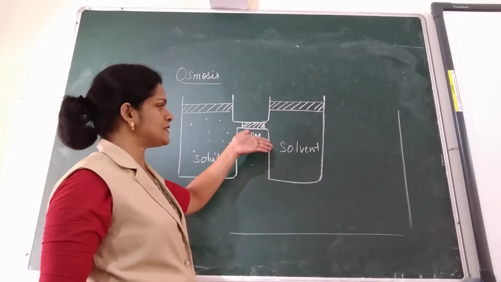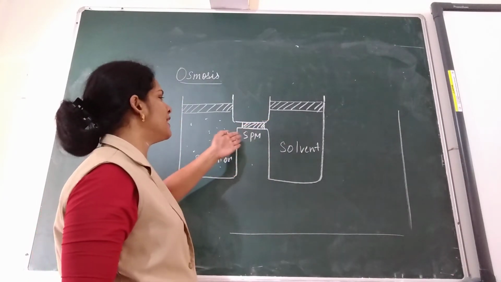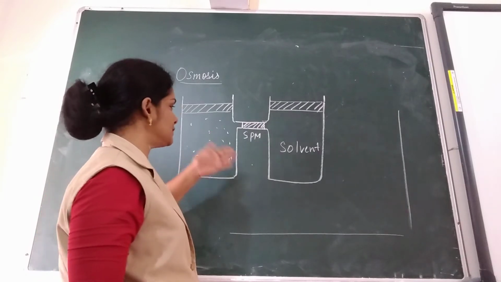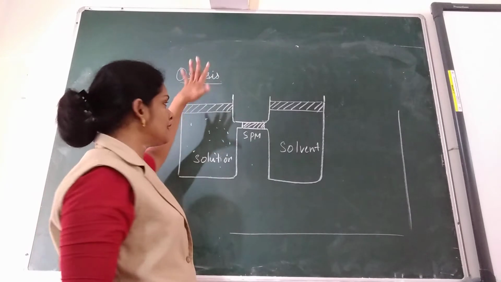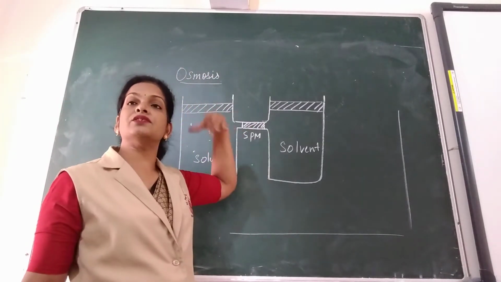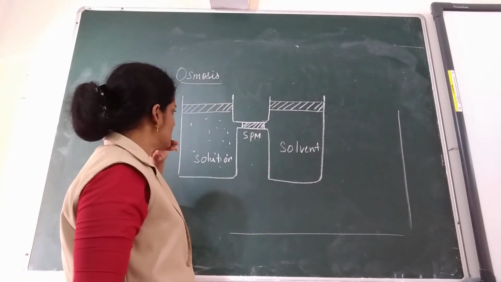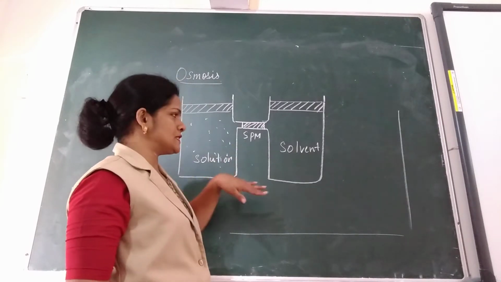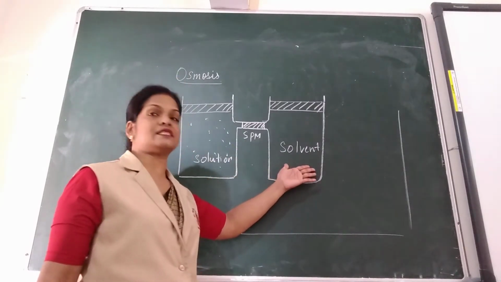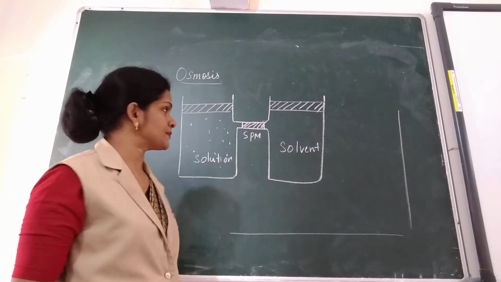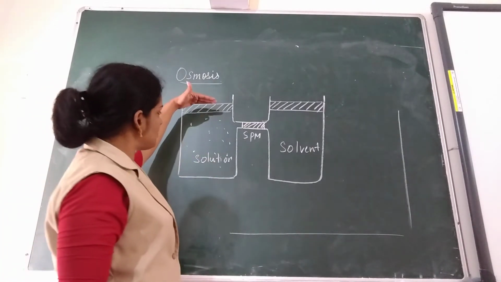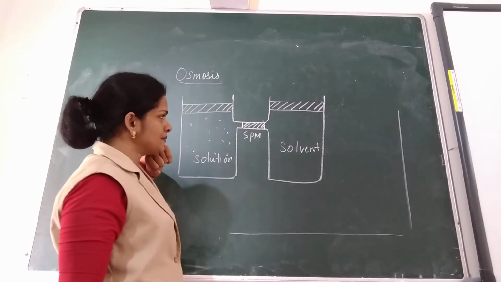Naturally, through osmosis, the solvent molecules will enter through the semi-permeable membrane into the solution. So the level of the solution in this vessel will be increasing. That is osmosis. The flow of solvent from lower concentration to higher concentration is called osmosis. After some time, this level will have increased.